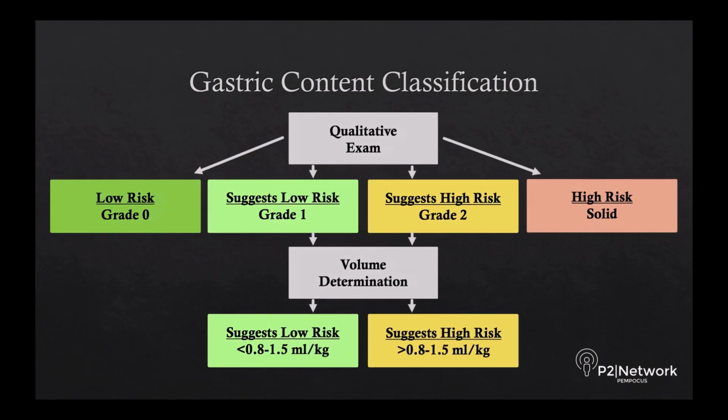Putting those collective evaluations together, you can do your qualitative exam. Based on the qualitative exam, if you are empty, you're considered to be low risk. If you have liquid content only in the right lateral decubitus position, you're considered to be grade 1 or suggestive low risk. If you have liquid content in the supine position, you are suggestive of high risk or grade 2. And if you have solid content in either evaluation, you are considered to be high risk. And then for grades 1 and 2, those suggestive low risk or suggestive high risk groups, you can do your volume determination, and based on your volume cutoff, you can then break that down quantitatively into being suggestive of high or low risk.